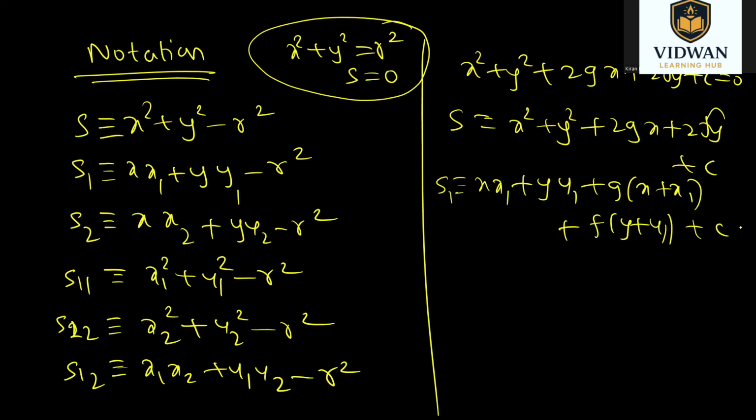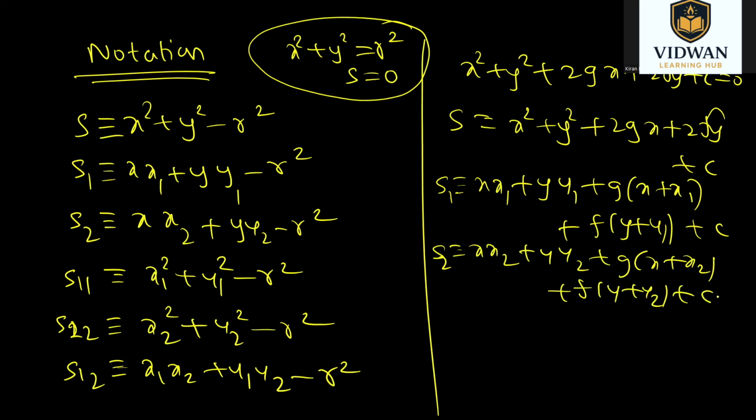This is S1. Similarly, if you want S2, you can write x x2 plus y y2 plus g into x plus x2 plus f into y plus y2 plus c. So basically, this notation is nothing but a short form which is used instead of writing the full equation. Throughout the chapter, we are going to use the short forms. This is S2. Similarly, if it is S11, you will substitute x as x1, y as y1. So that would represent x1 square plus y1 square plus 2gx1 plus 2fy1 plus c.